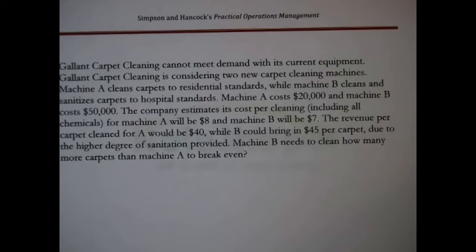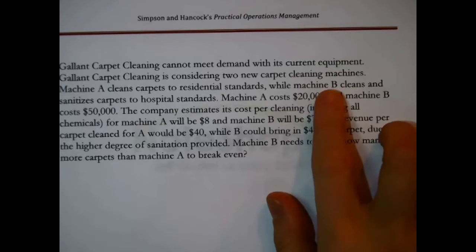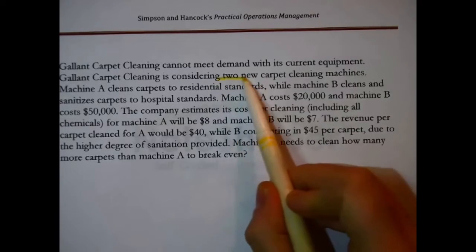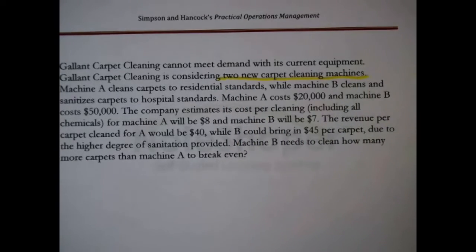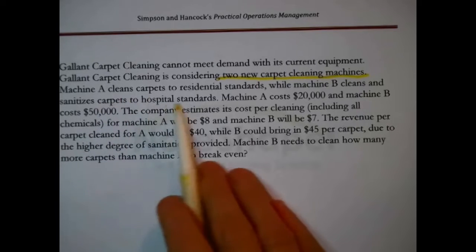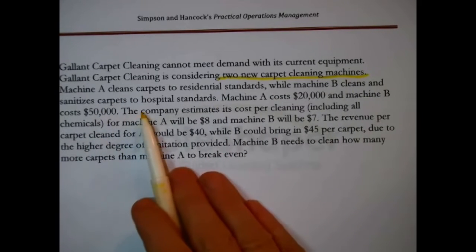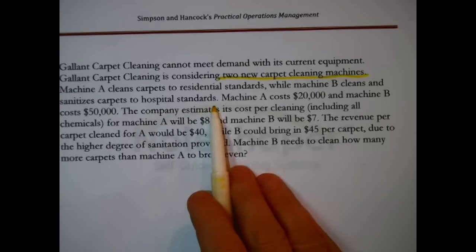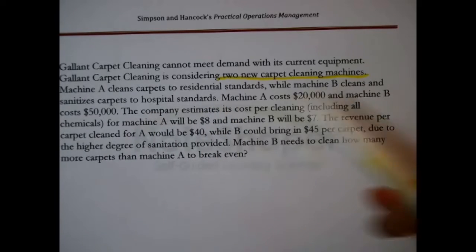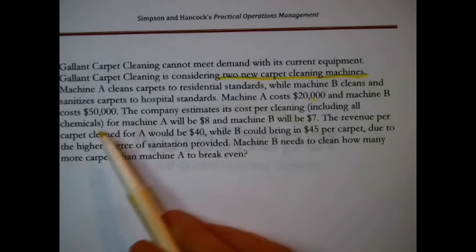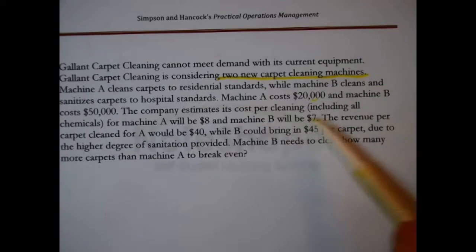Gallant carpet cleaning cannot meet demand for its current equipment. Gallant carpet cleaning is considering 2 new carpet cleaning machines. Okay, there's your options. Machine A cleans carpets to residential standards. Machine B cleans and sanitizes carpets to hospital standards. Okay, that's nice. Now, this is what I mean by various parameters and options. Machine A costs $20,000. Machine B costs $50,000.